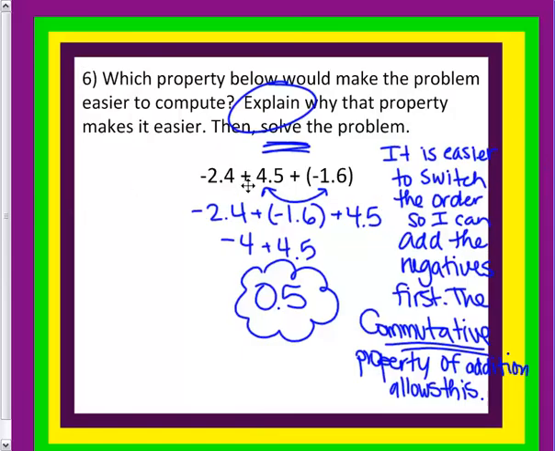Okay, for number 6, we would want to use the commutative property because these are both negatives, and that would give us -4 plus 4.5 equals 5/10. So first I need to explain and then solve. I'm going to say it's easier to switch the order so I can add the negatives first and use the commutative property of addition, which allows me to do this.